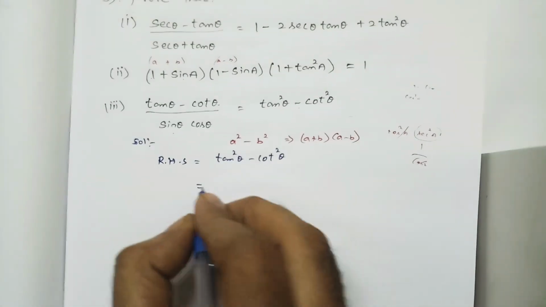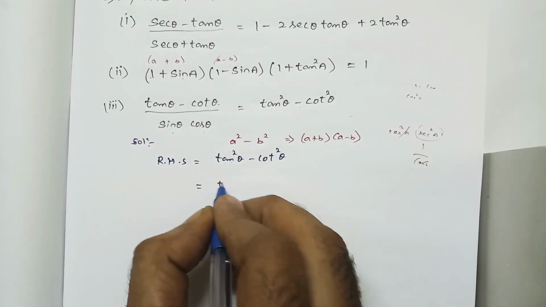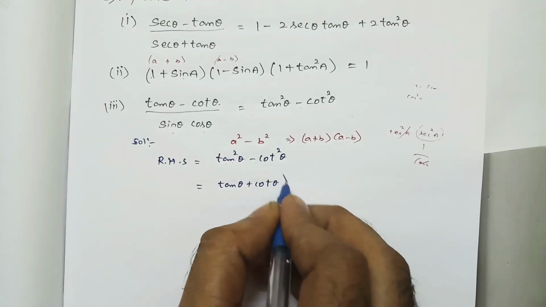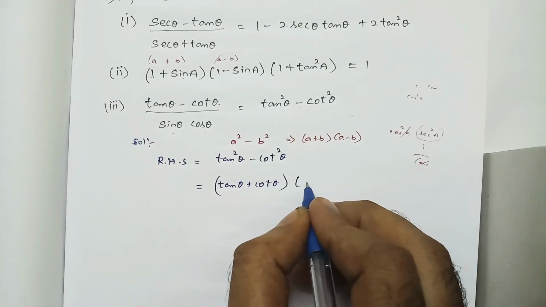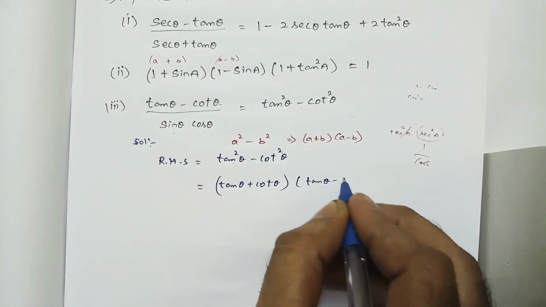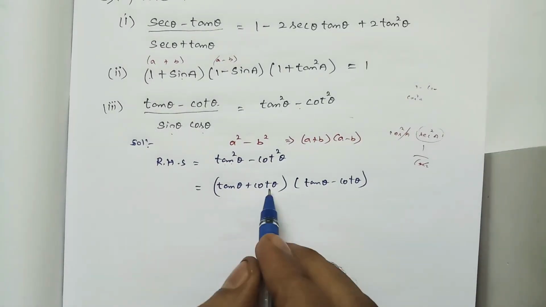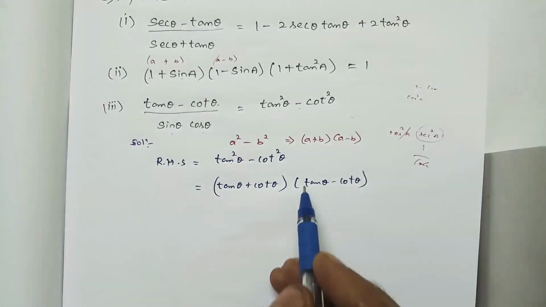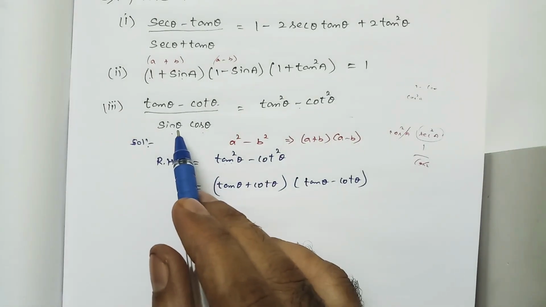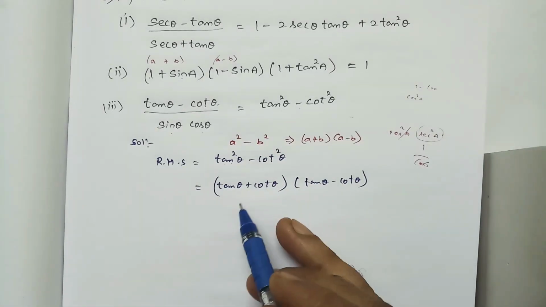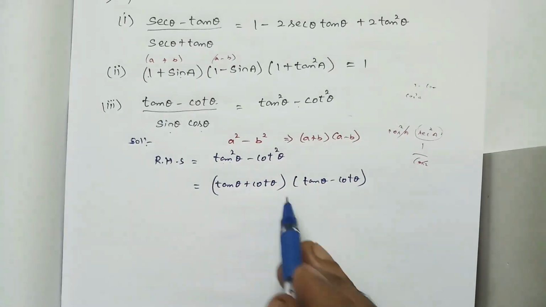So a plus b into a minus b is tan theta plus cot theta, into tan theta minus cot theta. Whenever we are simplifying, we have to check whether we have reached the LHS or not. We have to check what is still missing. So we always have to compare.